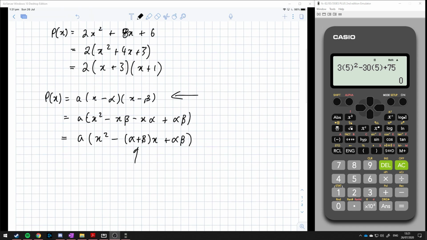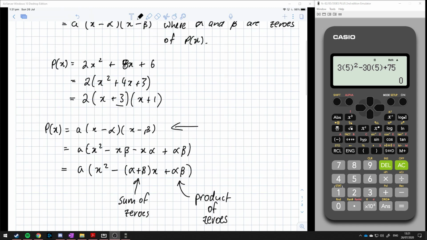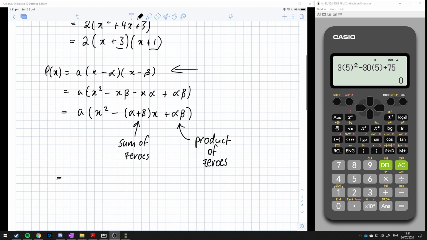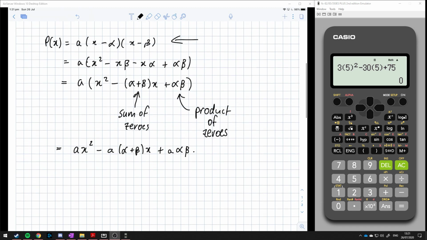So in this case, we have what we call the sum of the zeros, okay? Because if we take our factored form and multiply it out, the coefficient of x is just the sum of the zeros of the original polynomial. And here, the constant term is the product of the zeros. So expanding this out one last bit, we get a lots of x squared minus a lots of alpha plus beta x plus a lots of alpha beta. Now this is really powerful because it allows us to come up with equations for the sums and products of roots, which allows us to find the sums and products of roots later on.